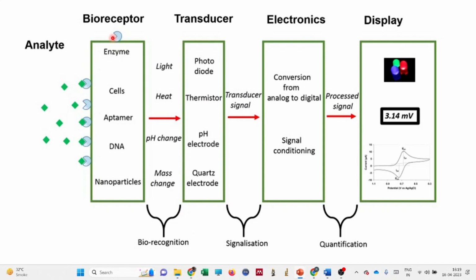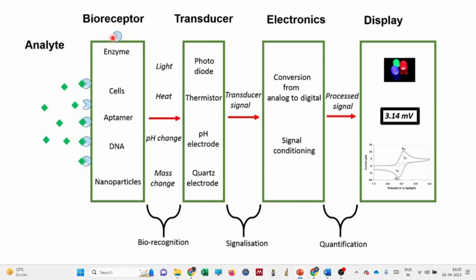Another important property of a biosensor should be linearity. Linearity is the attribute that shows the accuracy of the measured response for a set of measurements with different concentrations of the analyte to a straight line, basically mathematically what we represent as y equal to mc, where c is the concentration of the analyte, y is the output signal and m is the sensitivity of the biosensor.